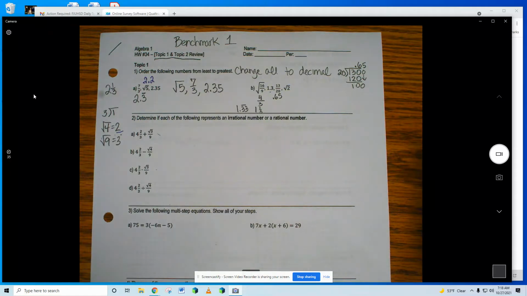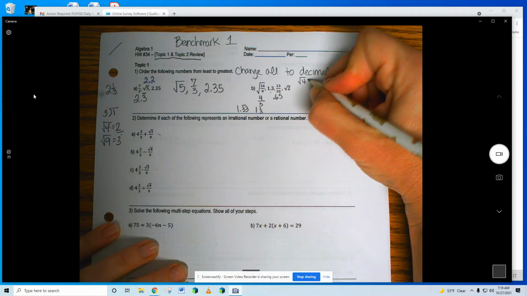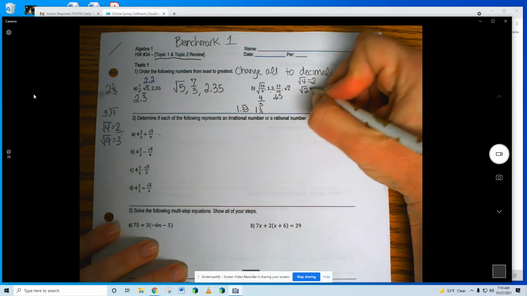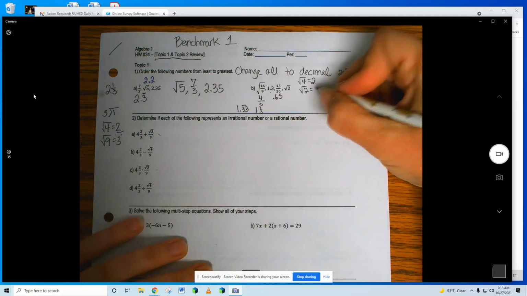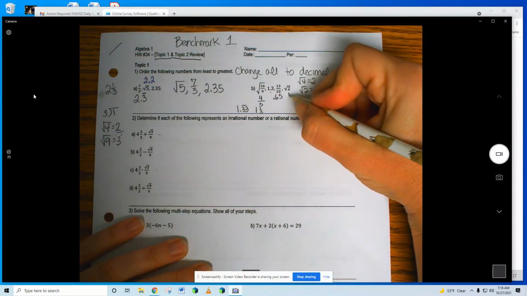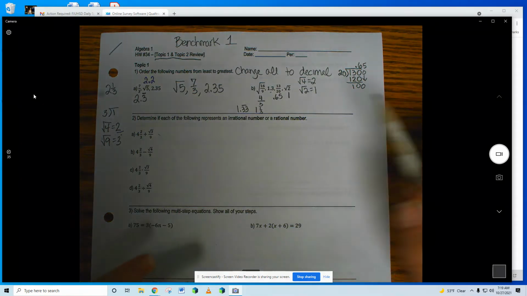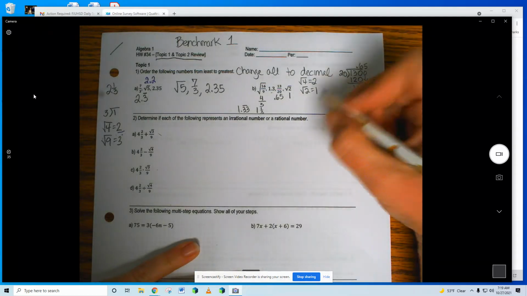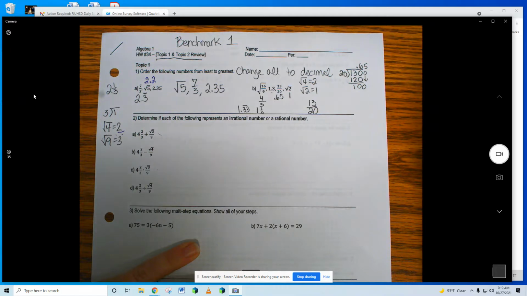Now radical 2. We know that radical 4 equals 2, so radical 2 would be half of that. What's approximately half of 2? 1. So I'm going to say that rad 2 is about 1. Now I can put them in order, smallest to biggest, the way you see them now. 0.65 is 13 over 20, and 13 over 20 is the smallest number because that's 0.65.